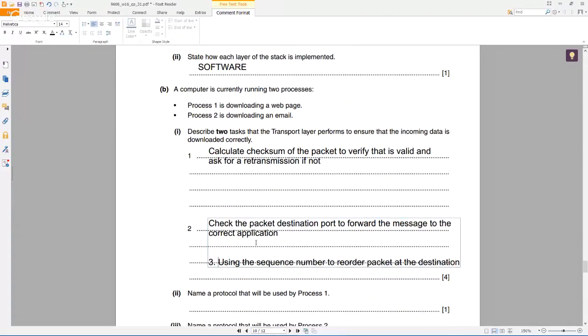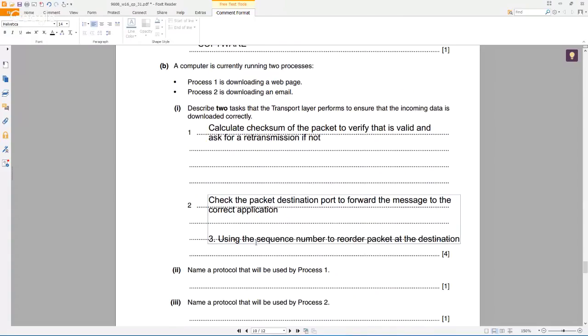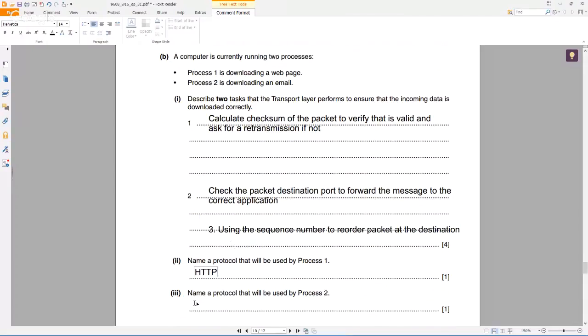So what is a protocol that can be used by process 1 and process 2? Process 1 is downloading a web page, so you probably know that this is HTTP or HTTPS. That's the protocol used by your browser when you surf the internet. And when you want to download an email, the protocol is POP3. Do not confuse that with SMTP. SMTP is only used for sending emails. So to receive emails, you need to use POP3.